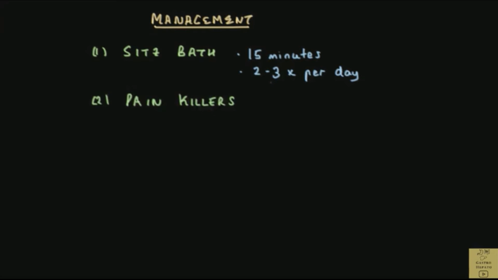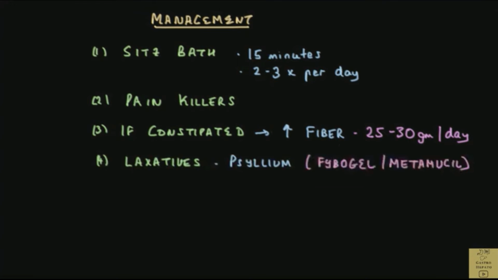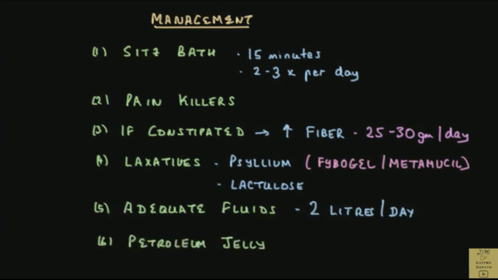Paracetamol or other painkillers to relieve pain might help. If constipated, increase fiber in the diet to at least 25 to 30 grams of fiber per day. Laxatives which contain psyllium like fibrogel or Metamucil can increase the size or bulk of stools. Another laxative called lactulose can soften the stools and make it easier to pass. Ensure adequate intake of fluid, at least 2 liters per day. Petroleum jelly, for example KY jelly, might help to smoothen passage of stools.